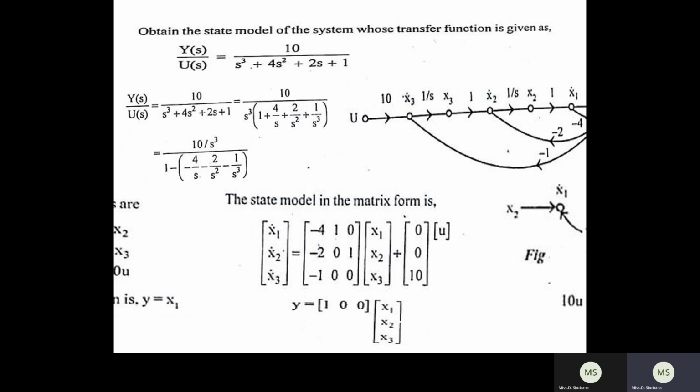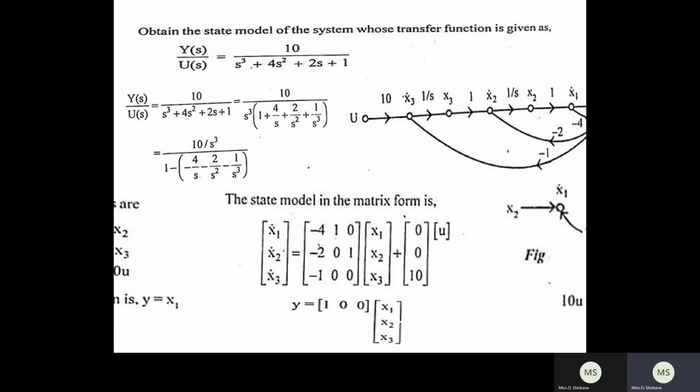The output equation is nothing but y is equal to x1. So now you can write your state model. Before that, you can see for x1 dot, for this node, we have to look at where the signal is coming from. So here the signal coming is minus 4 into x1.